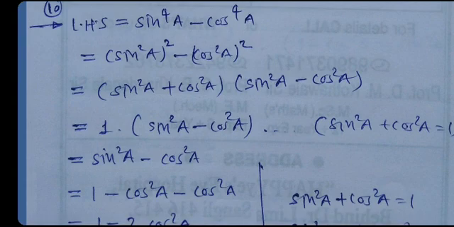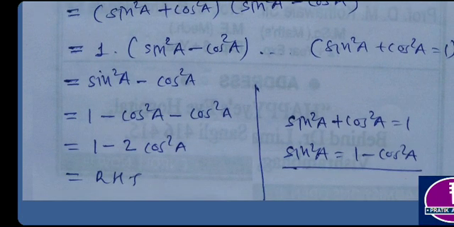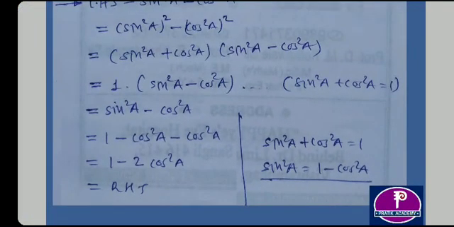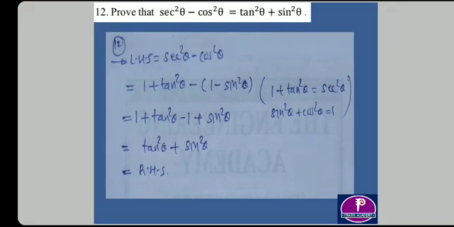Okay, but in RHS we want only the cos square term, so replace sin square by cos square. We have sin square A is equal to 1 minus cos square A. Using this we can write 1 minus cos square A minus cos square A is equal to 1 minus 2 cos square A. So this is our RHS.